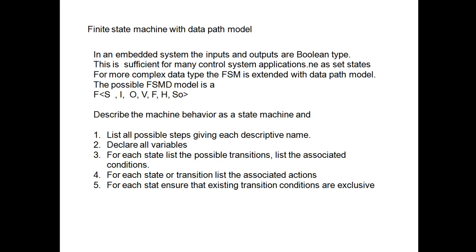Describe the machine behavior as a state machine and list all possible states, giving each a descriptive name. Declare all variables. For each state, list the possible transitions. List the associated conditions. For each state or transition, list the associated actions. For each state, ensure that existing transition conditions are exclusive. Let's go to the next slide.